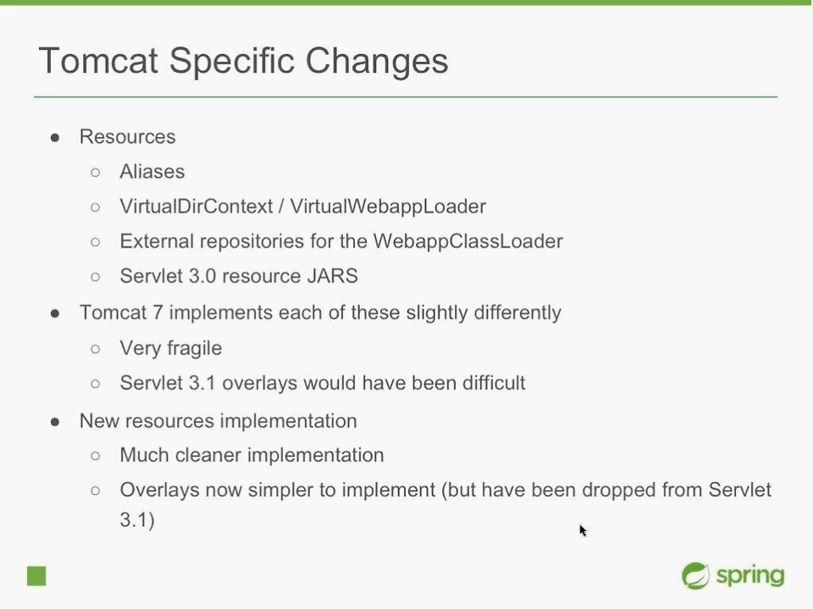Tomcat 7 implemented the various components listed at the top there in a slightly different way to Tomcat 8. It was a little bit fragile, and there was an attempt during the development of the spec to rationalize this, and it was called overlays, but in fact this was dropped by the expert group. So Tomcat remains with its upgraded version of the implementation, but it did get dropped from the spec.